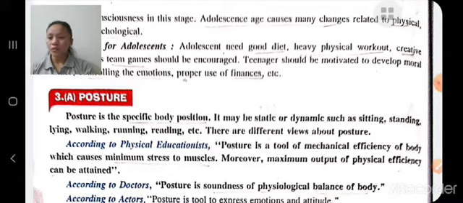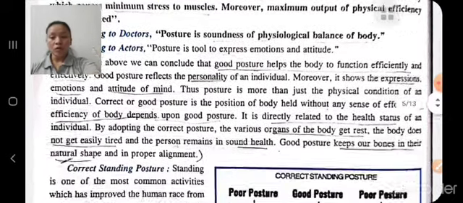Posture is the specific body position, meaning balancing the body in an accurate and proper manner so that it produces least fatigue. The best posture is that in which the body is balanced in such a manner that it causes least fatigue. Postures may be static and dynamic. Static postures are like standing and sitting, and dynamic postures are like running and walking.